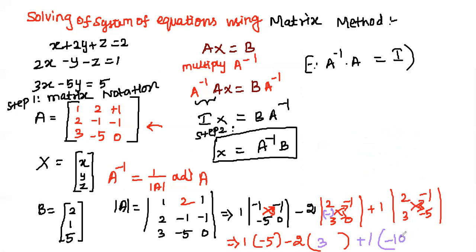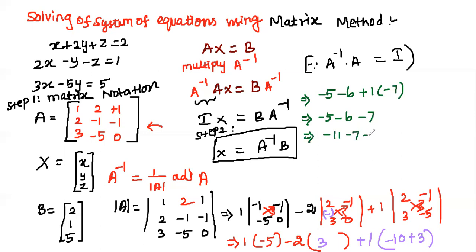And then plus 1 into 2 times minus 5 and 3 times minus 5, so we'll be getting minus 10, and 3 into minus 1 will give you plus 3. I'm just simplifying it over here. So it's minus 5 minus 6 plus 1 into minus 7. Minus 5 minus 6 minus 7. Minus 11 minus 7 is minus 18. So determinant of A is minus 18.